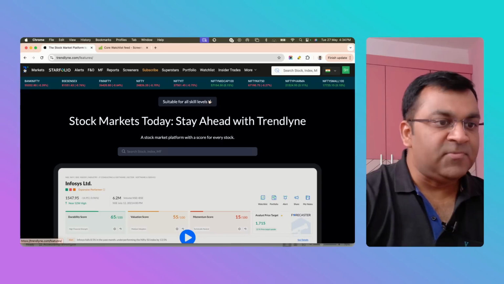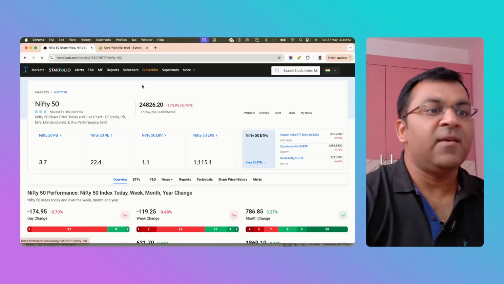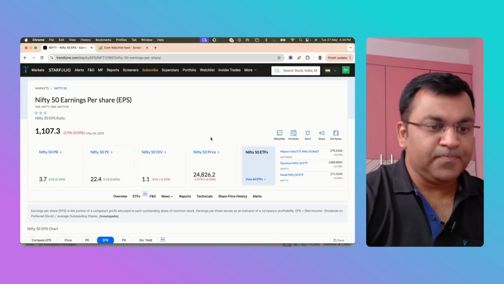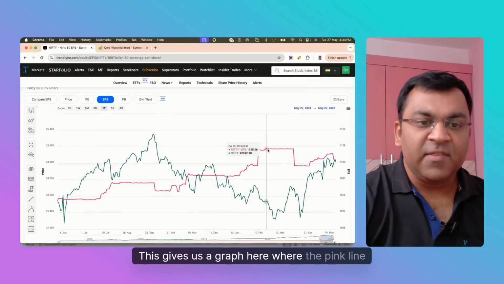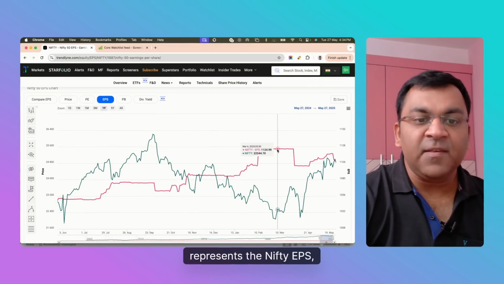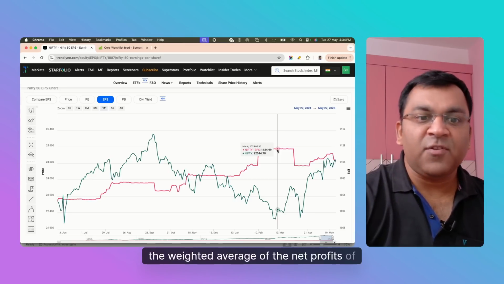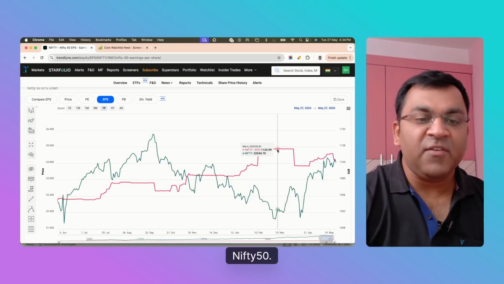A simple way to understand this is to go to trendline.com. Just look for Nifty 50. There we go. And then tap on Nifty 50 EPS. This gives us a graph here where the pink line represents the Nifty EPS, which is nothing but the weighted average of the net profits of different companies which comprise the Nifty 50.